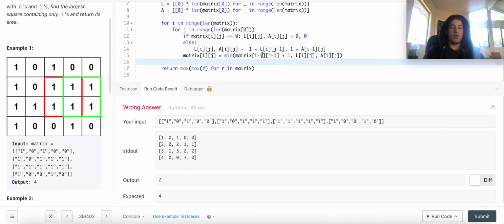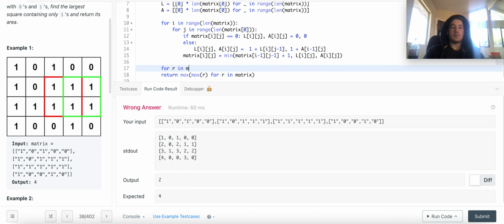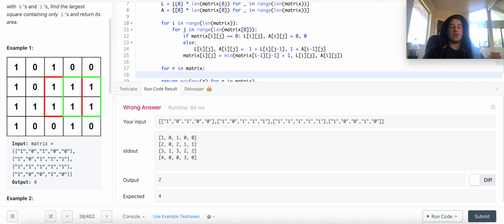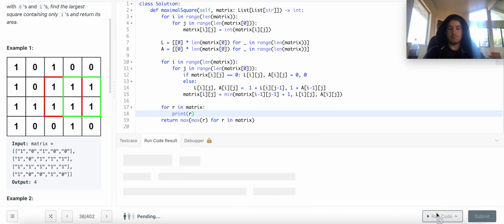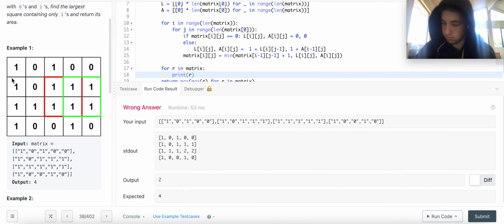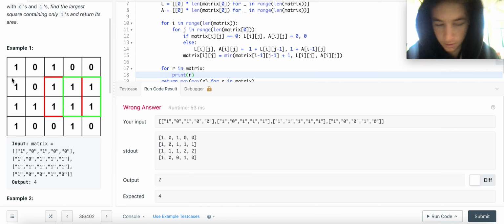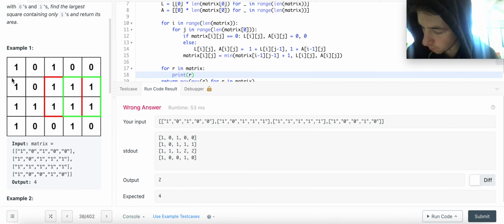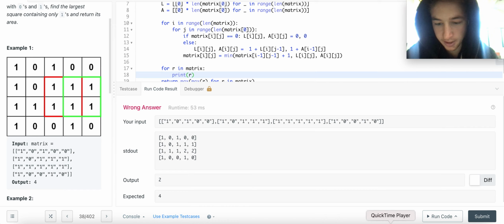Well, if we look at matrix at the end, right? So let's do that too. Because remember, matrix now is going to have the value. Each value will be the largest square where that's the bottom right of the square, right? Print R. So if we look at this matrix, right? Let's print out the cells given this condition here. What does it tell us? We have 1, 1, 1, 1.